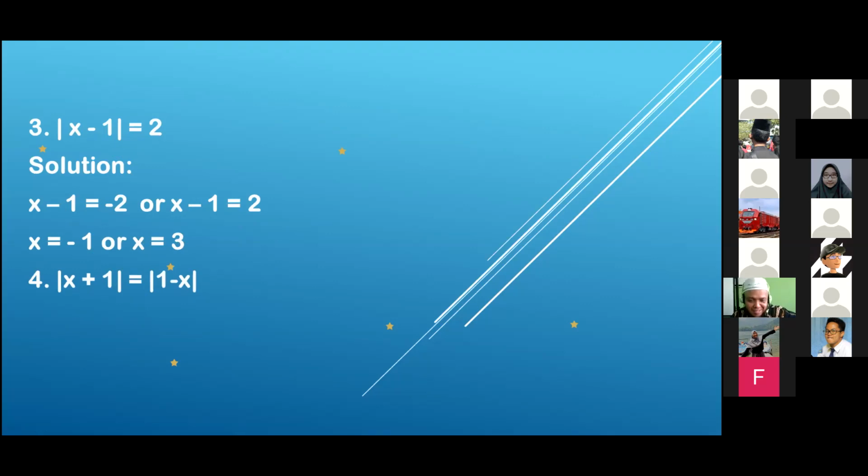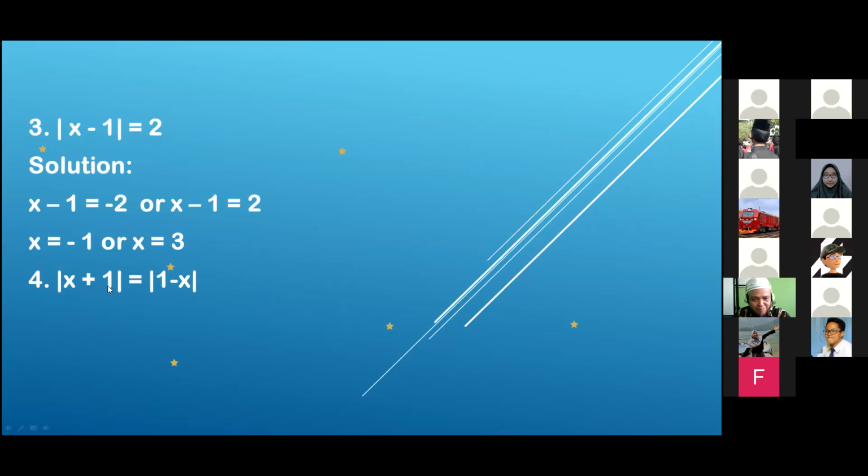How about this? This is more complicated than usual. Absolute value of x plus 1 equals absolute value of 1 minus x. Can you determine x such that this equation holds? Please listen to me carefully. X plus 1 may be negative or positive. Similarly, 1 minus x may be positive or negative.